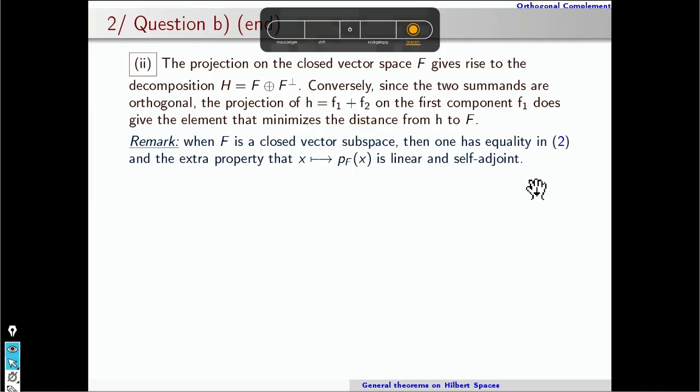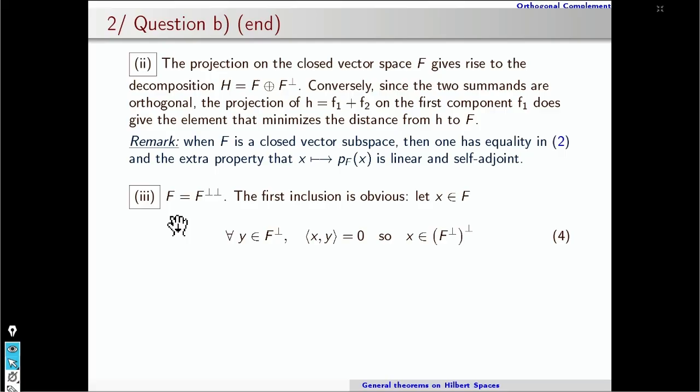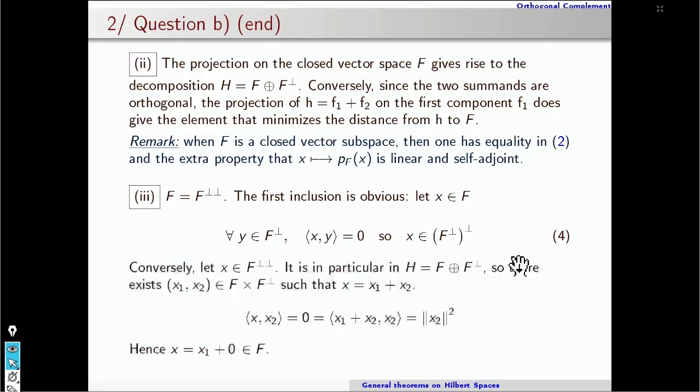So next property, let us show now that when F is closed, then it is equal to F orthogonal orthogonal. Let us first show the left-hand side is included in the right-hand side. So pick an element in F. It is orthogonal to every element of F orthogonal. This directly means that it is in the orthogonal of the orthogonal. So remember this, we'll use it in the next point.